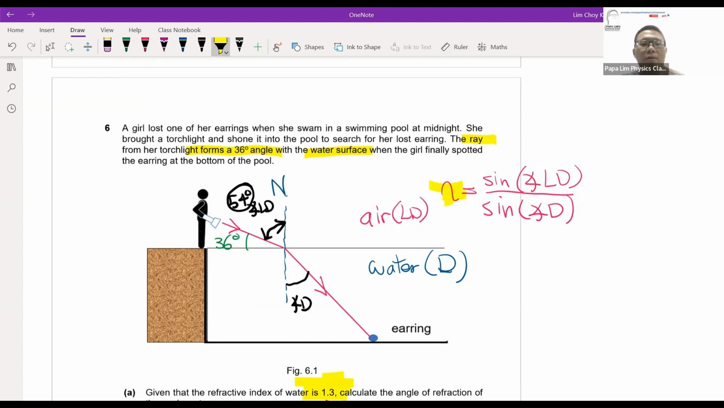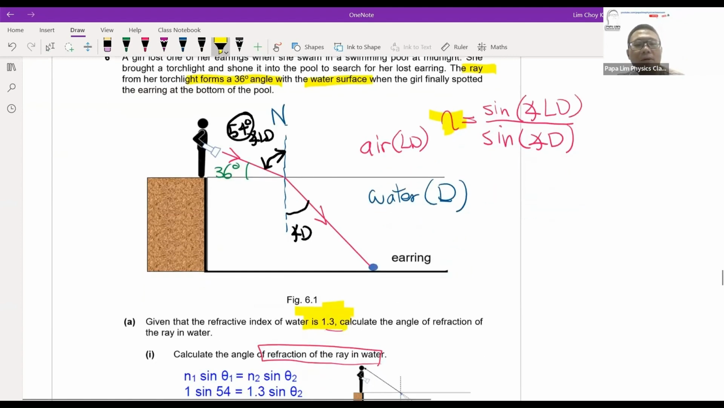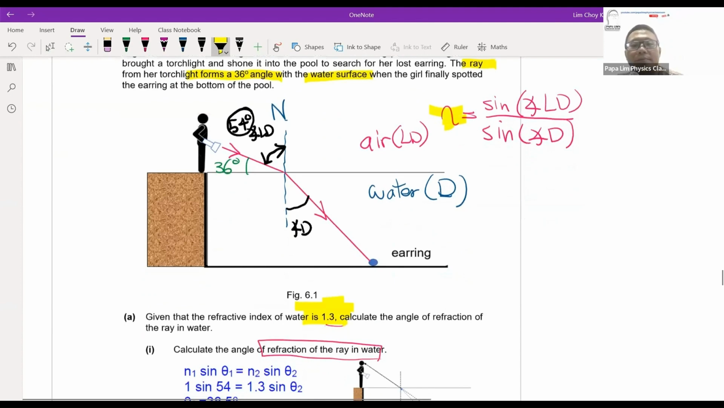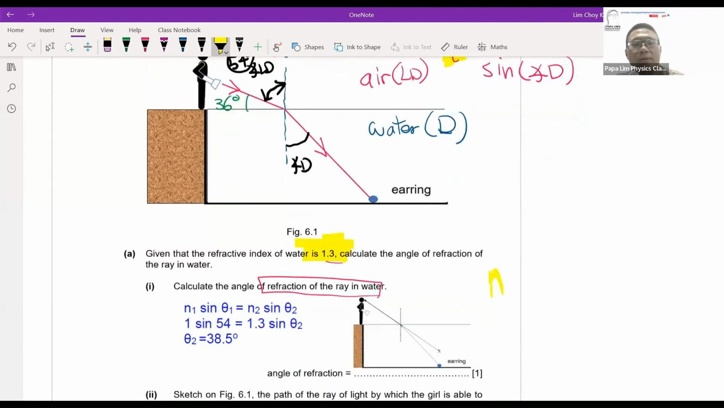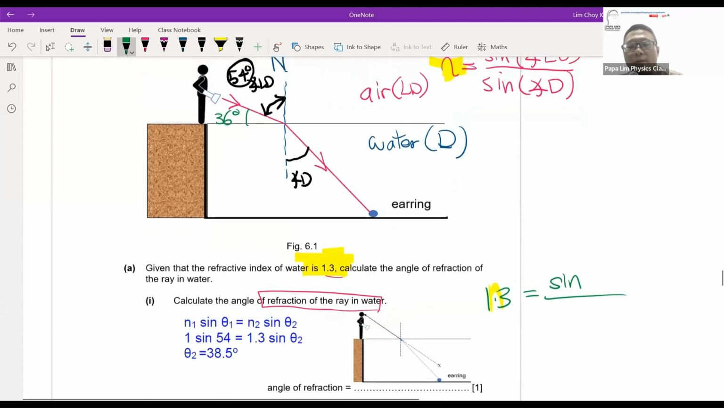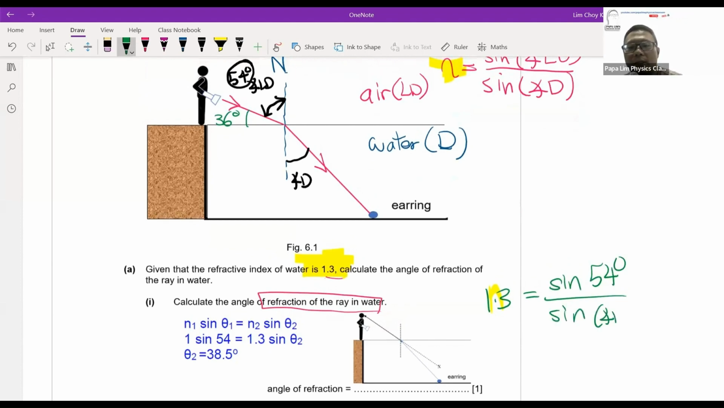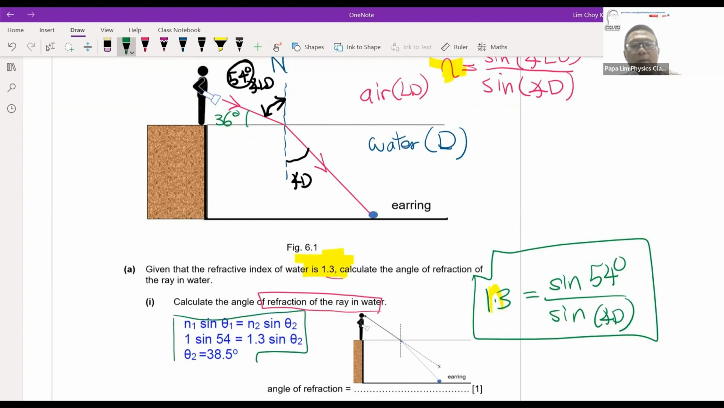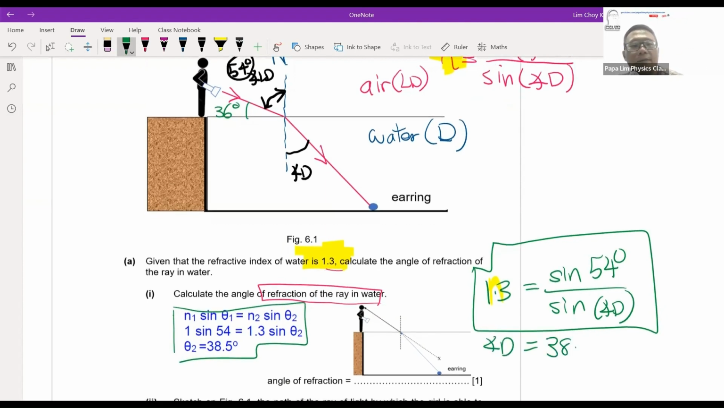So if you look at the working, if I use the formula, it will be 1.3 equal to sine of the angle in the less dense medium, which is 54 degrees, divided by sine of the angle in the dense medium. So this is the formula I'm looking at. Or you can use this formula, both are the same. Once you have this, you'll be able to find that the angle will be 38.5 degrees.